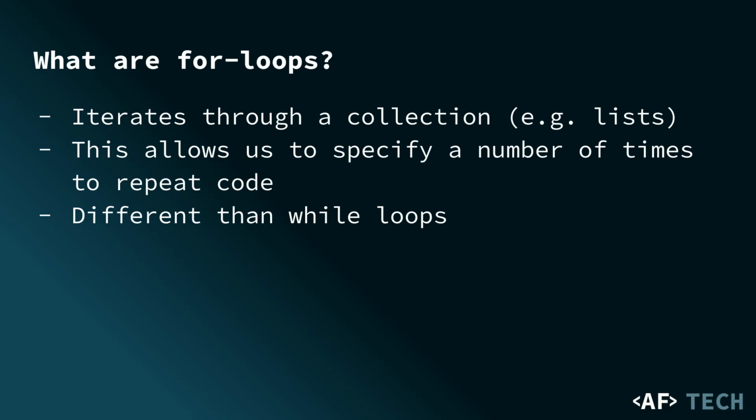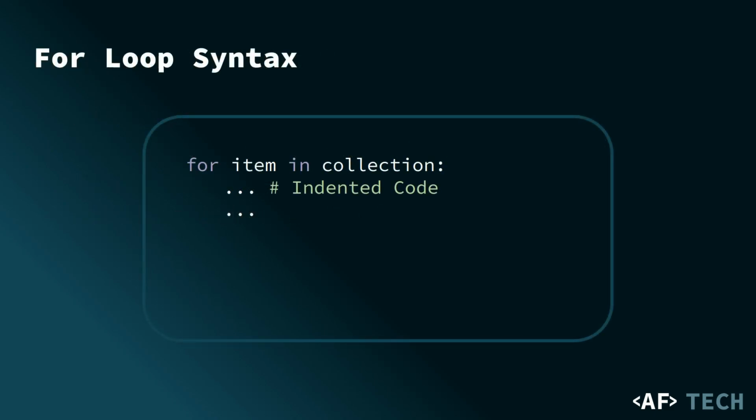For loops are different than while loops because a for loop allows us to repeat a block of code a specific number of times, or iterate through elements in a collection like lists. This makes it an excellent choice when we want to execute the same code multiple times without writing it over and over. The basic syntax for a for loop in Python is quite straightforward.